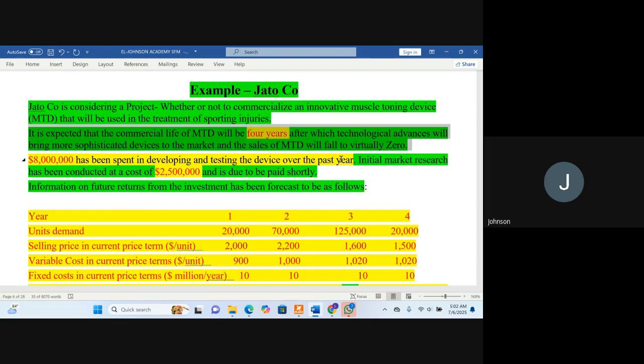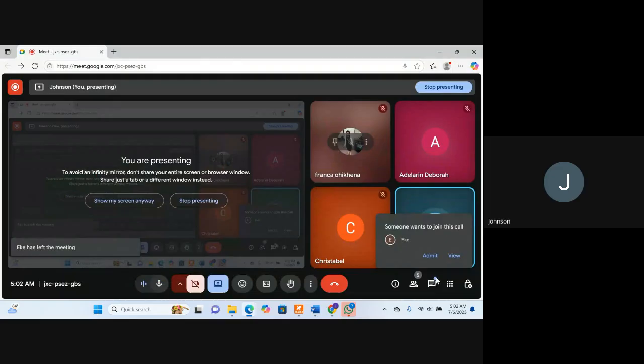So you know that 8 million is a sunk cost. Then they say that initial market research has been conducted at the cost of 2.5 million, and is due to be paid shortly. So this initial market research has been conducted at a cost of 2.5 million, to be paid recently. So that also is a sunk cost. Anything that has been spent, forget it, it's a sunk cost.